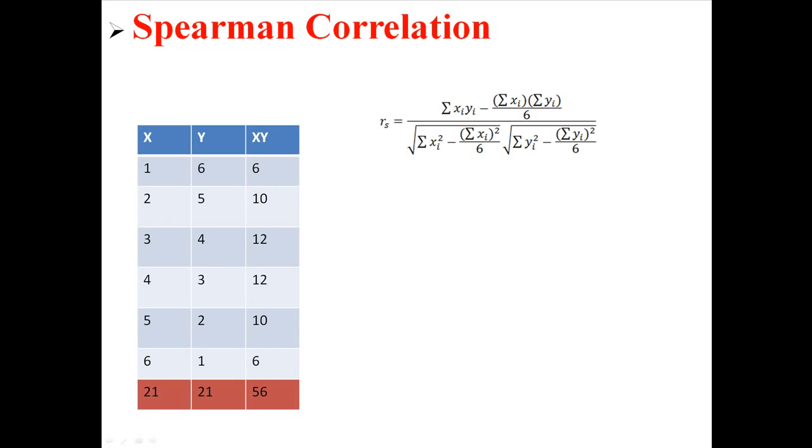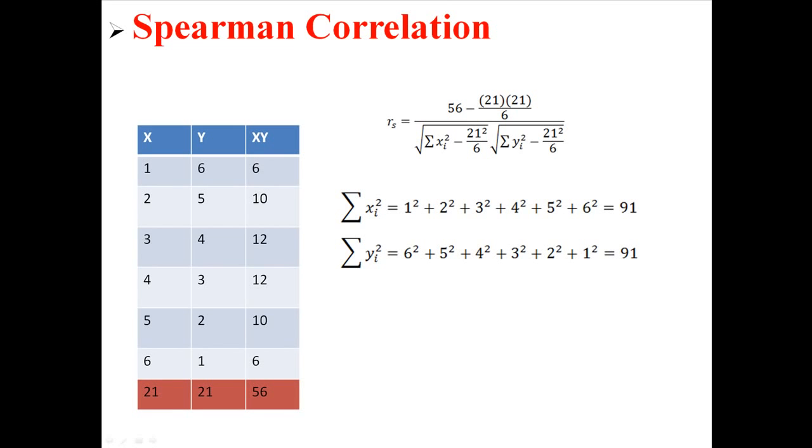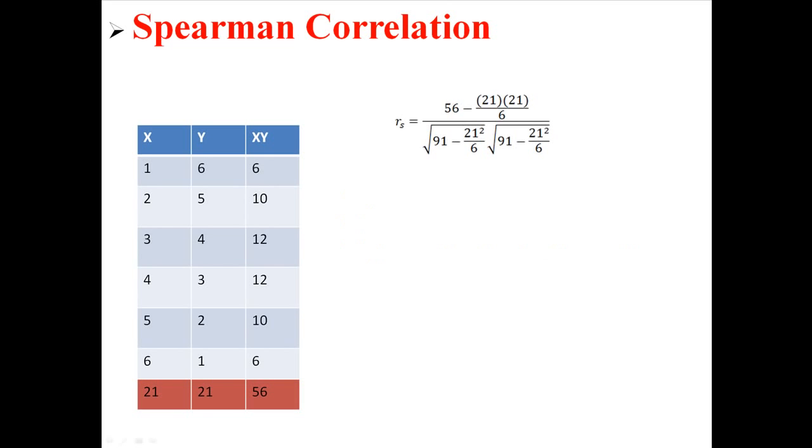We can replace n with 6 because we know that there are 6 people in the entire analysis. And then we can put in 56, 21, and 21 because those are the sums that we already found out. We just need to find the bottom part of the fraction now. So we can put in the 21s there, and we need to find out the sum of all x squared and the sum of all y squared. So the sum of all x squared is each individual x squared and then added together, and the same for y. It's just each individual y squared and then added together. So both of those add up to be 91, and we can put 91s into the equation.